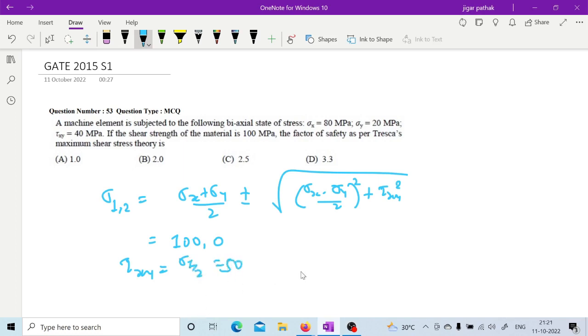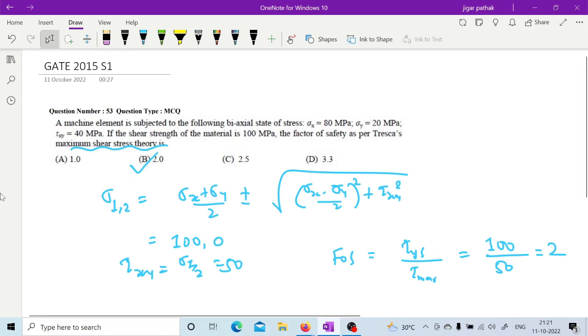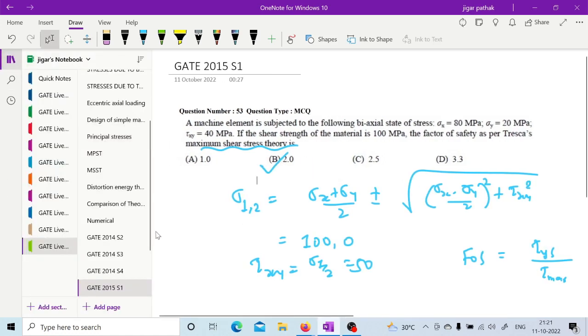So once you get this, then as per Tresca's maximum shear stress theory, the factor of safety is equal to allowable upon maximum, right? So if you calculate, then you will have 100 divided by 50, which is equal to 2. This is how you will get 2. Okay.